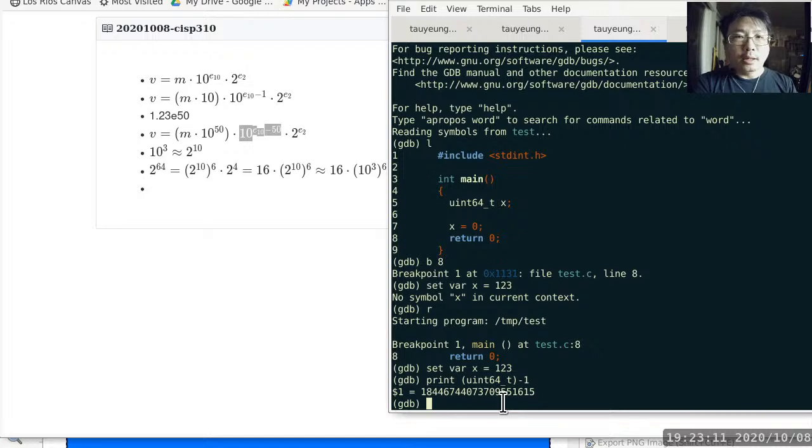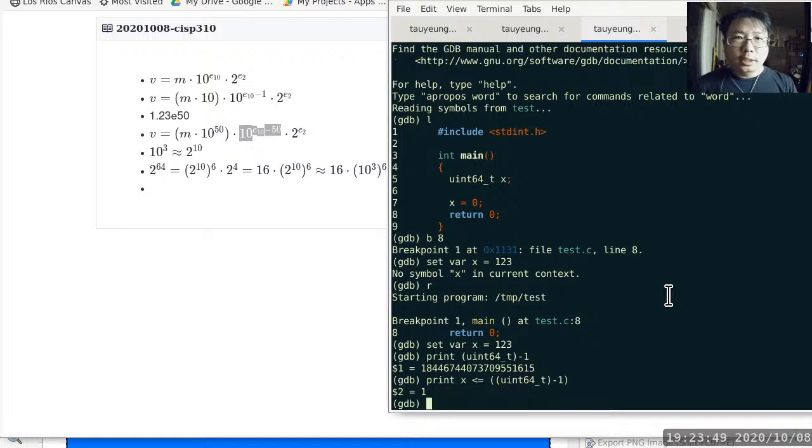So we can certainly do a comparison, right? Let's compare x, which is 123 right now, and see whether it is less than or equal to the value that we're looking at here. So we'll say this is uint64_t -1. And if I want double or a lot of reassurance, I can put extra parentheses. These are really not needed, but I want to emphasize that we are now comparing x to the largest value in a 64-bit unsigned integer. And the answer is true.